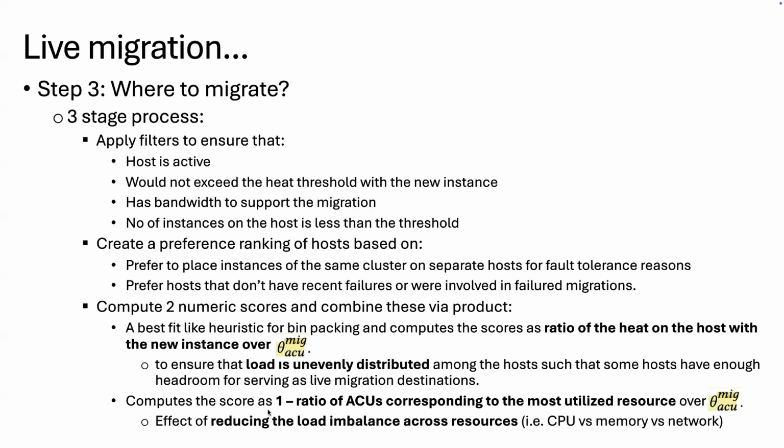The second thing is they also use 1 minus the ratio of ACUs corresponding to the most utilized resource. The most utilized resource can be CPU, memory, network, or something else. Depending on that, we figure out what the ACU is for it, and then we take the ratio. This has the effect of reducing the load imbalance across resources. Basically, these are three key resources we are looking out for, so we need to reduce the load imbalance across them.